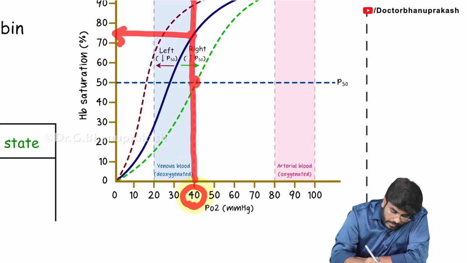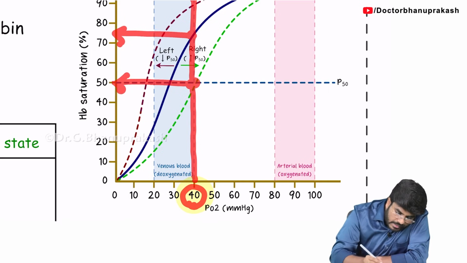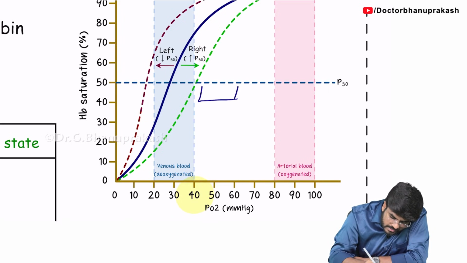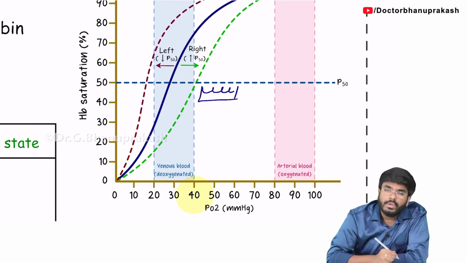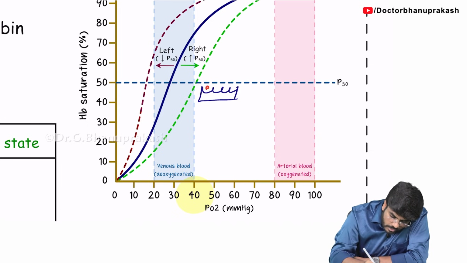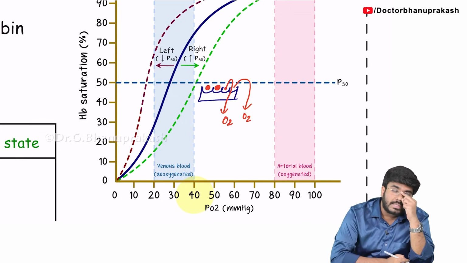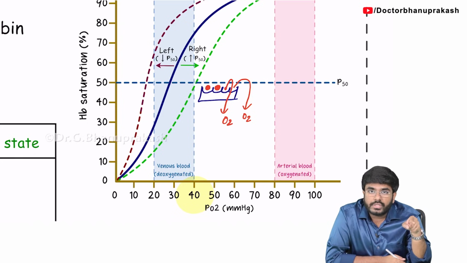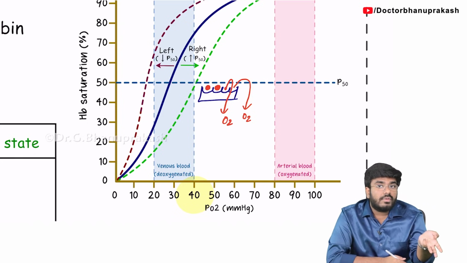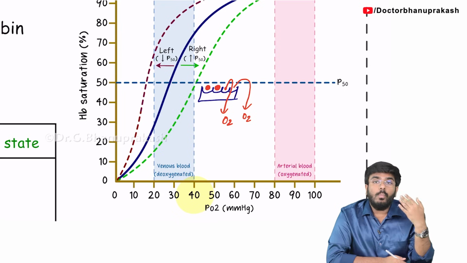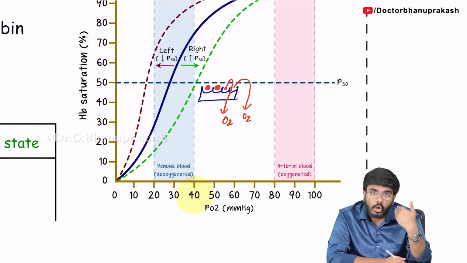But look at the right shifted curve. In a right shifted curve, how much percent saturated is hemoglobin? Hemoglobin is only 50% saturated, which means the hemoglobin molecule is something like this. Imagine this is the hemoglobin molecule. It is only 50% saturated, which means it is carrying only 2 molecules of oxygen. Then what about the other 2 molecules? The other 2 molecules of oxygen are released to the tissues. So, instead of releasing 1 molecule of oxygen to the tissues, now hemoglobin is releasing 2 molecules of oxygen to the tissues. So, more dissociation, more oxygen delivery.